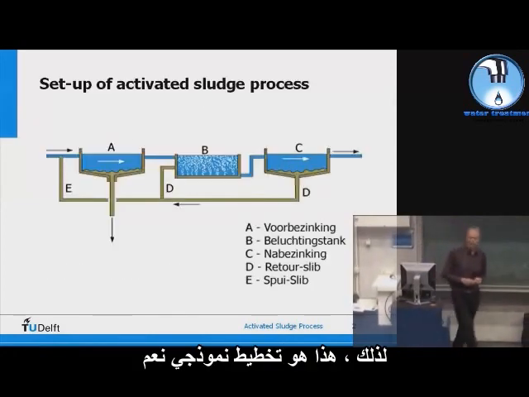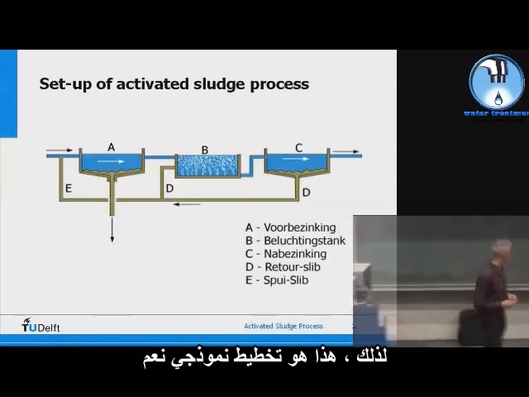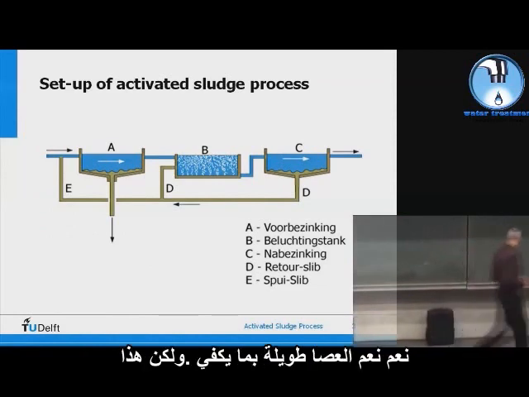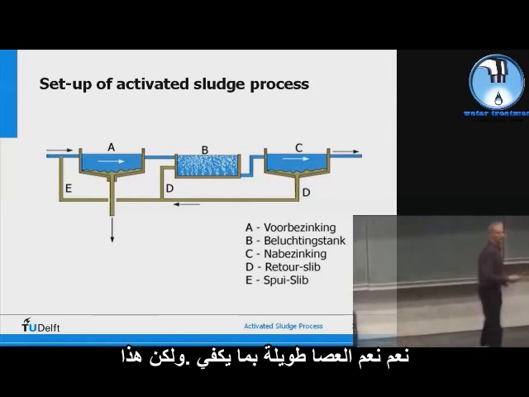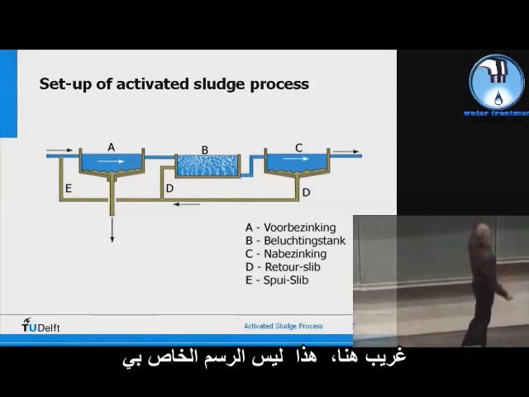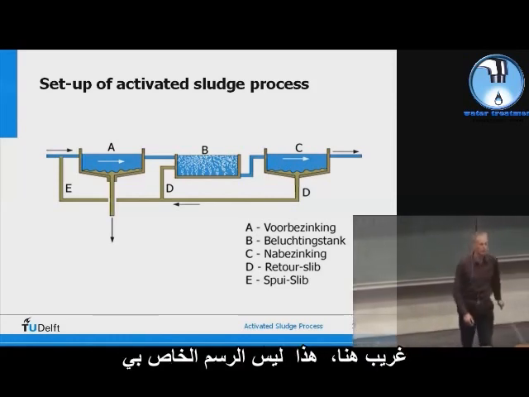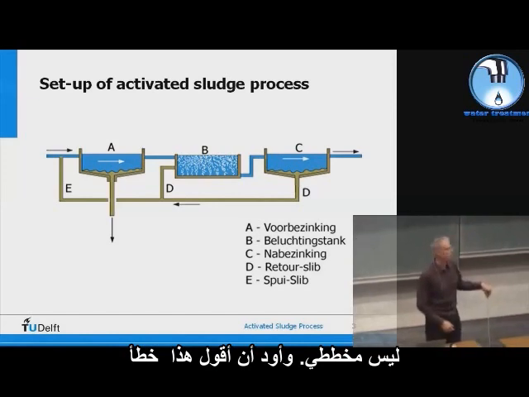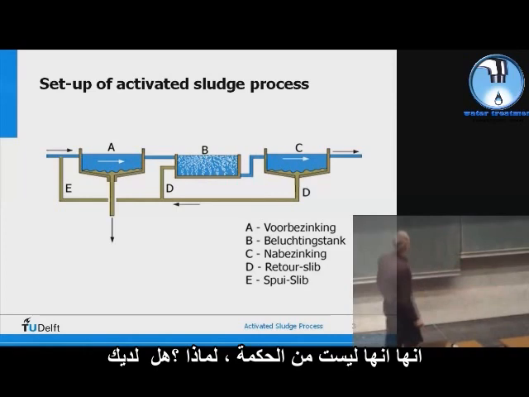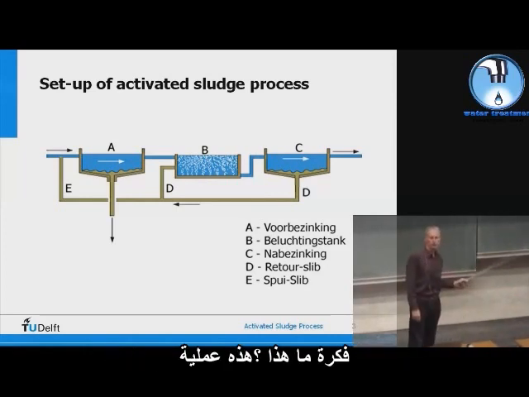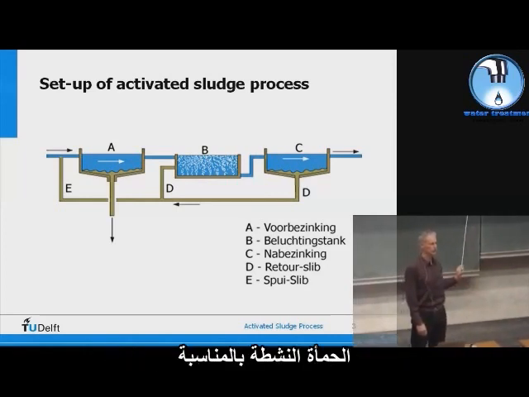So this is a typical layout. And this is weird. Here. That's not my drawing. It's not my scheme. And I would say this is wrong. It's not wise. Why? Do you have an idea what this is? That's the activated sludge process.